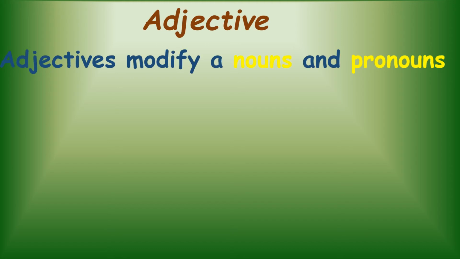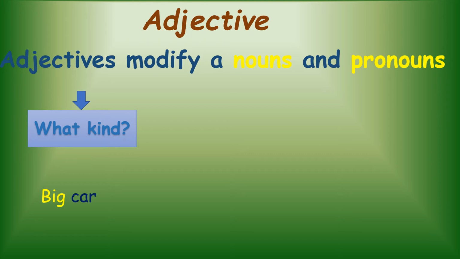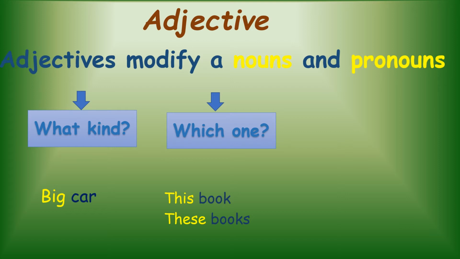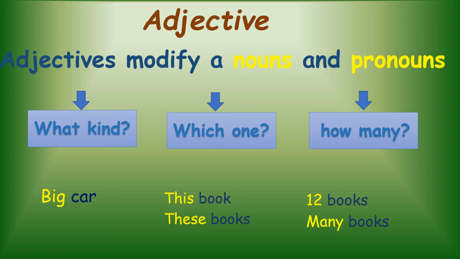The first kind of modifiers is adjective. Adjectives modify a noun or pronoun. They answer three questions. What kind, like big car. Which one, like this book or these books. How many, like 12 books or many books.